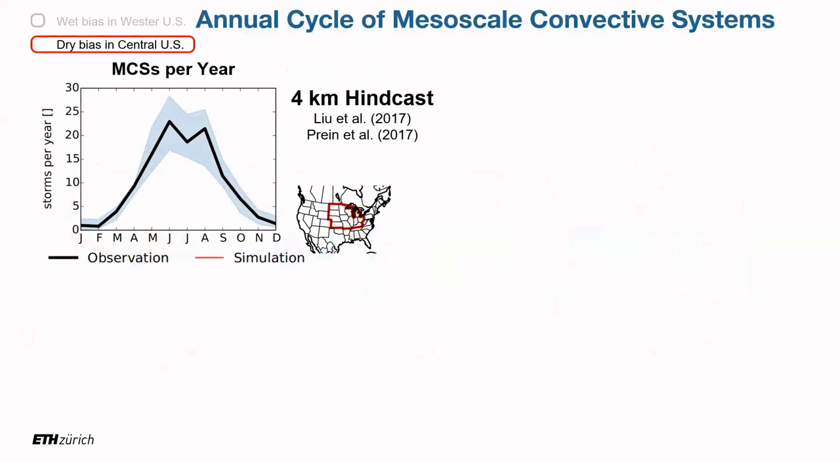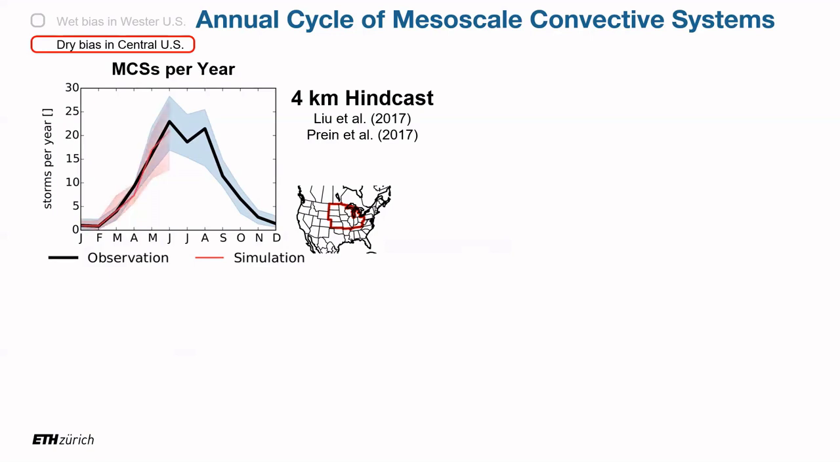So what we did, again, we tracked MCSs, we followed them in space and time, and then we counted how many we have. In this red box, which we call the central US, this is from observations. We have very good observational data sets in the US, radar-based data sets. And you can see in summertime, June, July, August, almost every day you have an MCS there. That's why they are so important for hydrology.